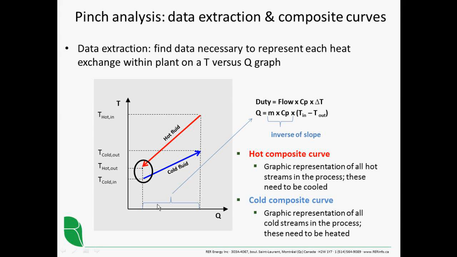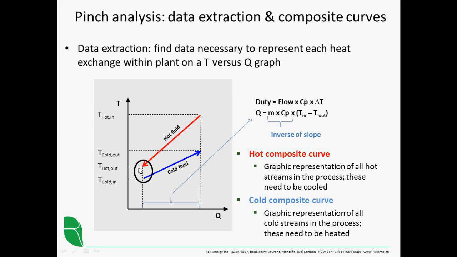So let's look at how a simple heat exchange would look on a T versus Q graph. You have a hot fluid coming in at a certain input temperature and being cooled down to a certain output temperature. It is cooled down by transferring its heat to a cold fluid that in turn needs to be heated up from its inlet temperature to its outlet temperature. So what's fixed about this are these temperatures, right? These temperatures are fixed by the process, typically. We don't have latitude to change these temperatures.